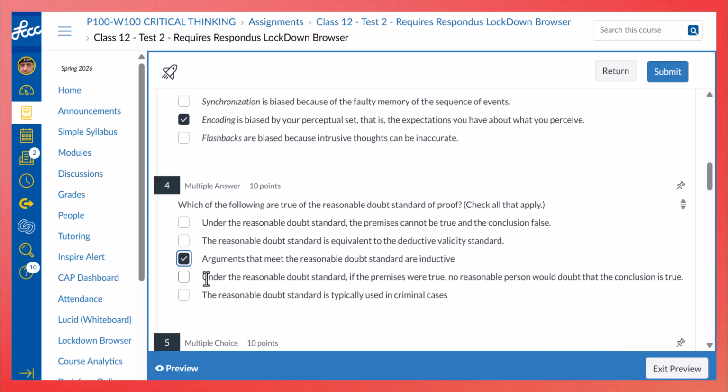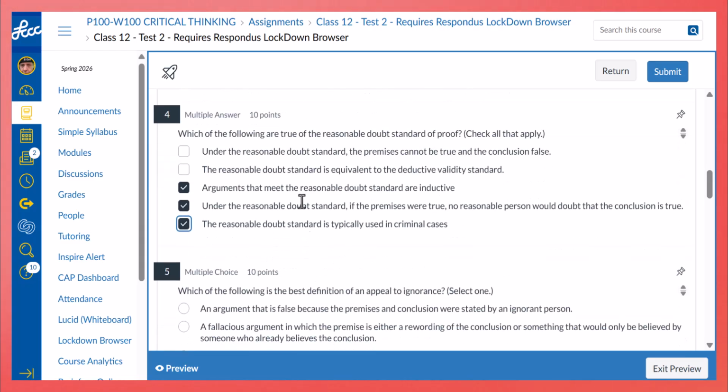Under the reasonable doubt standard, if the premises were true, no reasonable person would doubt that the conclusion is true. This is also correct. The inference has to be something that no reasonable person would doubt. And then the reasonable doubt standard is typically used in criminal cases. So that one is also true. So it's these last three. And these are randomized. As you probably figured out by now, the test is randomized. So you're not going to get this exact test, but you might get some of these.